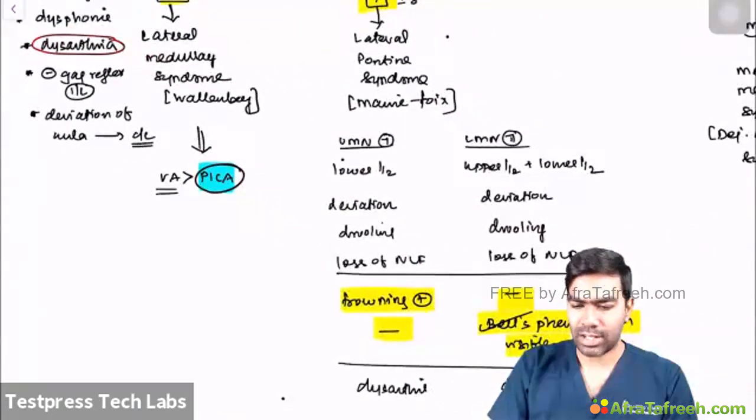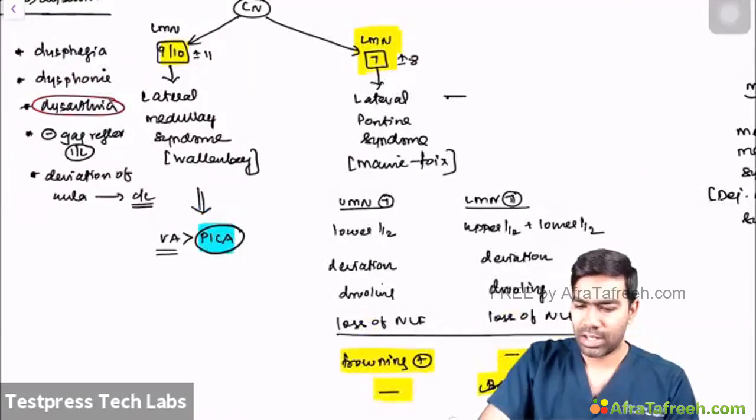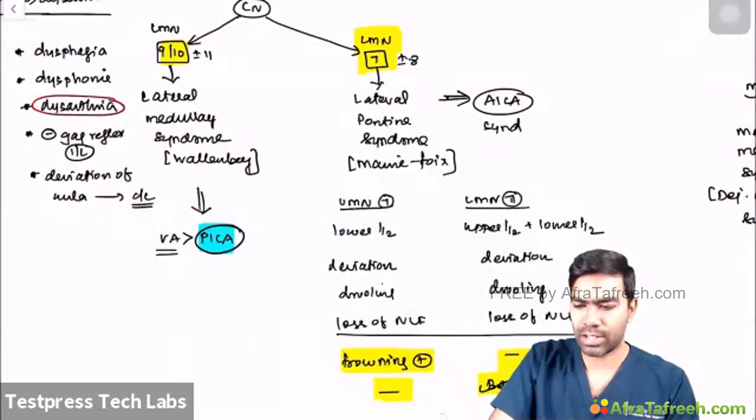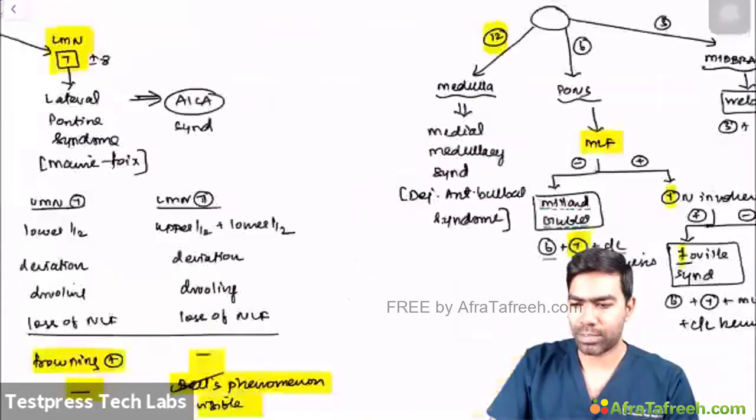And as far as the lateral pontine syndrome is concerned, you know very nicely, this syndrome must be due to ICA involvement. So that is why this is also referred to as ICA syndrome, whereas lateral medullary syndrome is also referred to as a PICA syndrome.